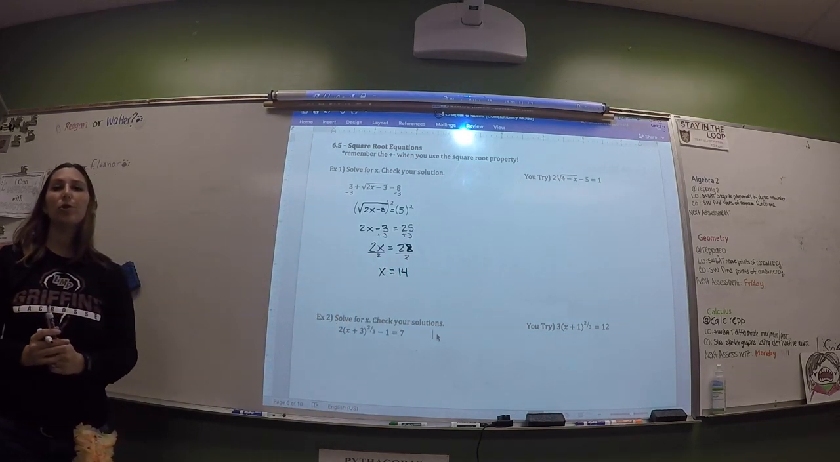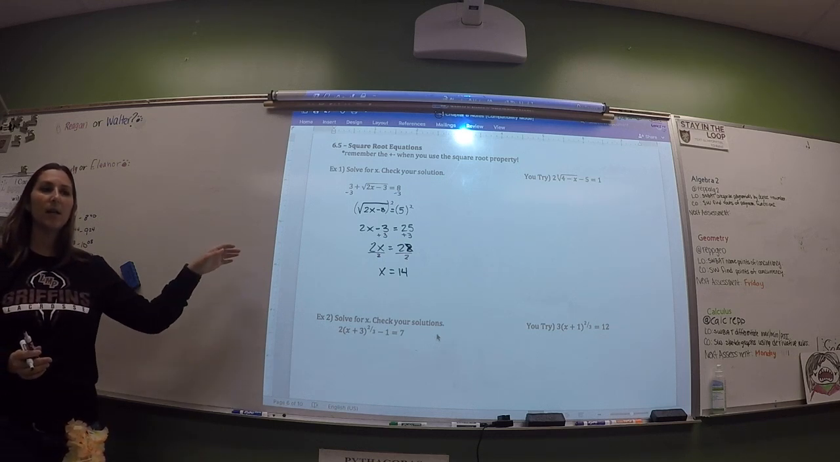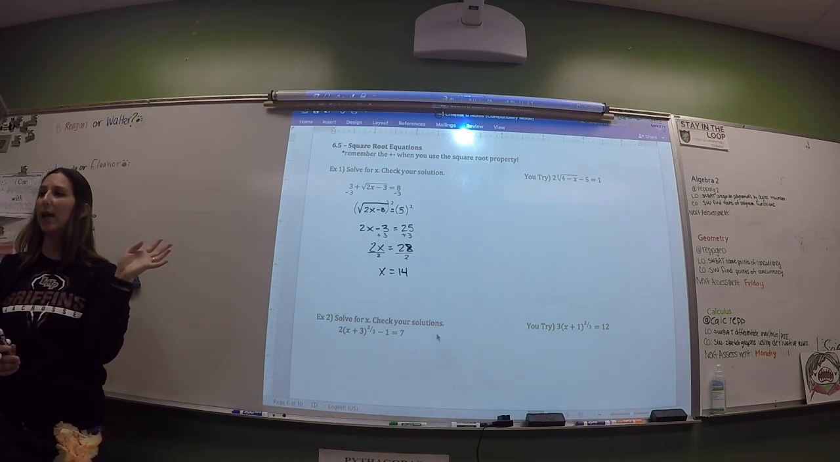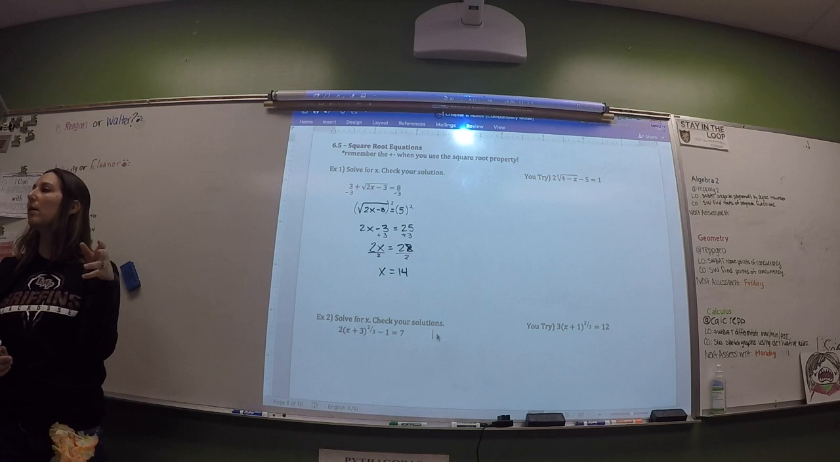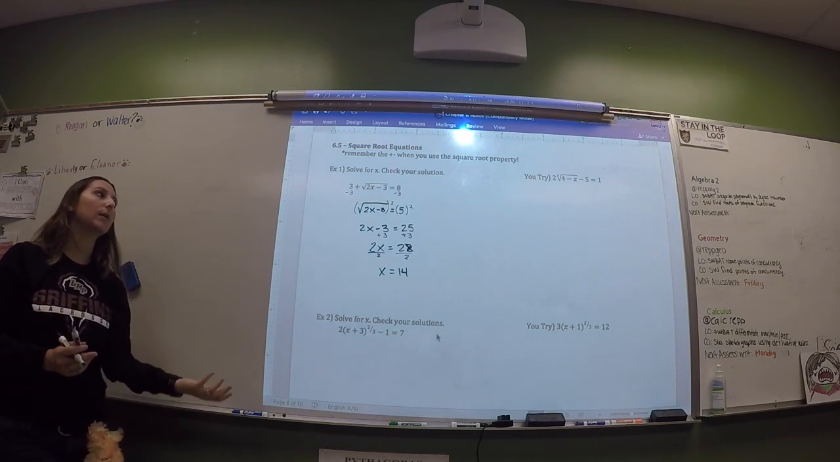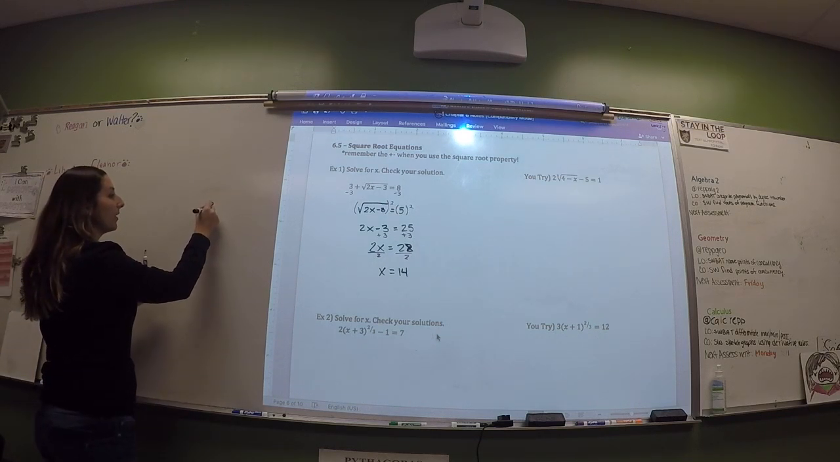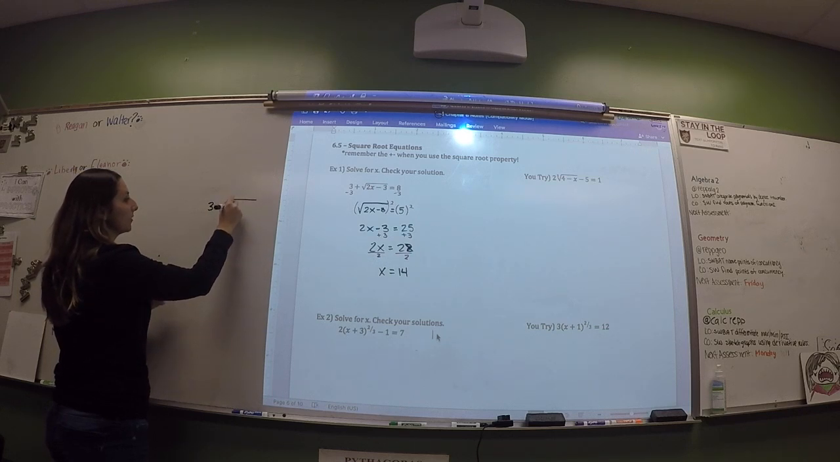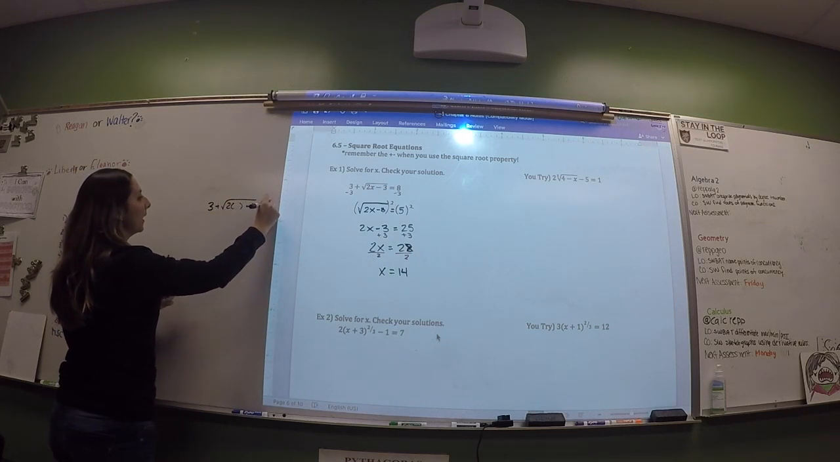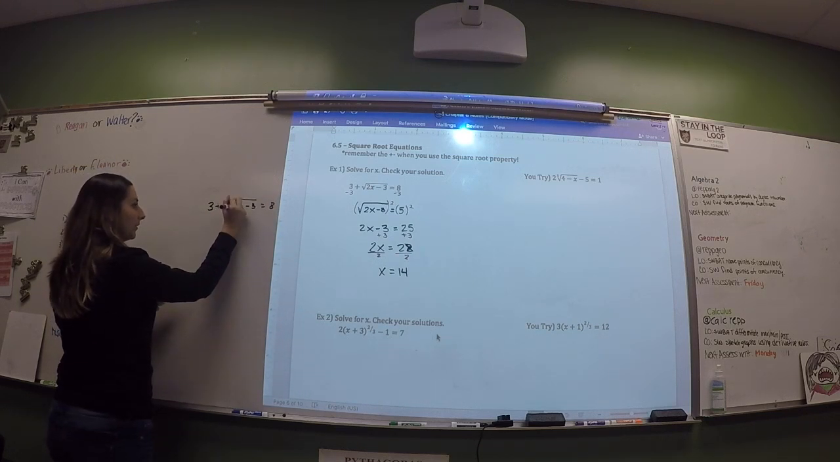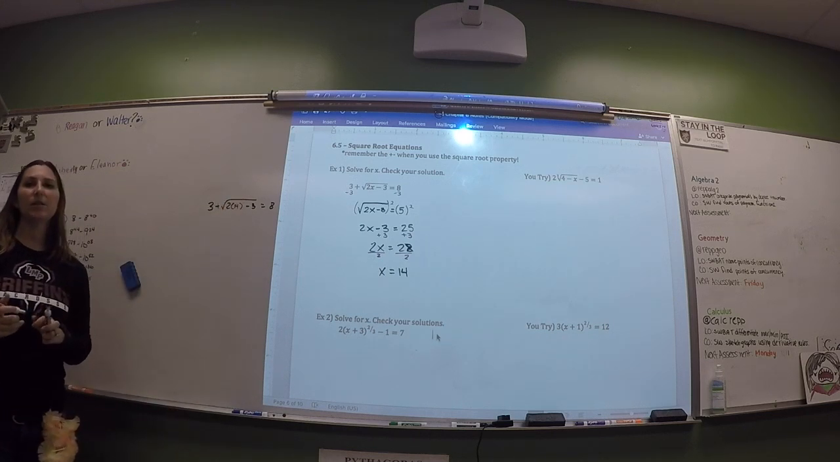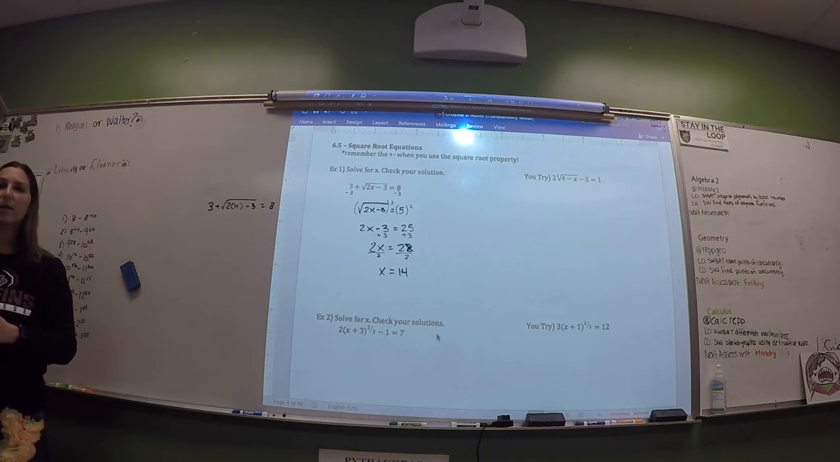Okay, and you want to check your answers for these because in certain questions we can get extraneous solutions. So not necessarily here, but in some of them. So you're going to go back to the original and you're going to plug in your answer. And then basically just simplify the left side of the equation, simplify the right side of the equation, and then see if they're the same.